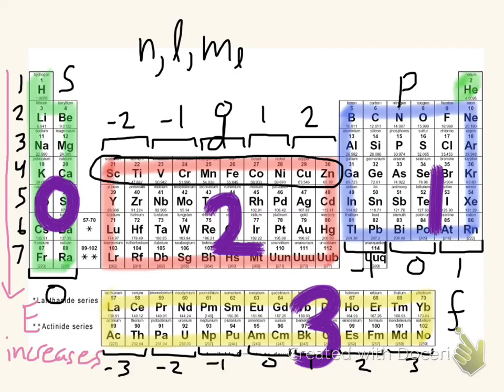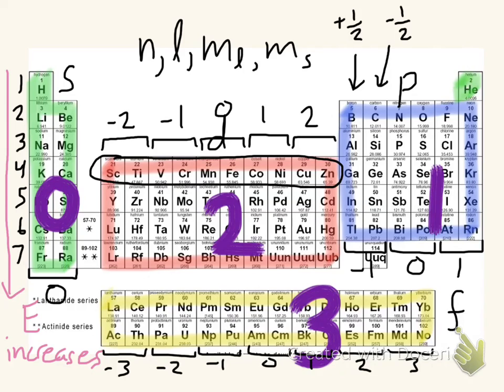Okay, so now we're ready for our fourth quantum number. This is called m sub s. The s stands for spin, and that's going to tell you exactly which one it is. And it's pretty straightforward. If it's the first element in the couple, for example, this one, boron, then it's going to be positive 1/2. It means it has a positive spin. If it's the second element in a couple, it's going to have negative 1/2, which means a negative spin.